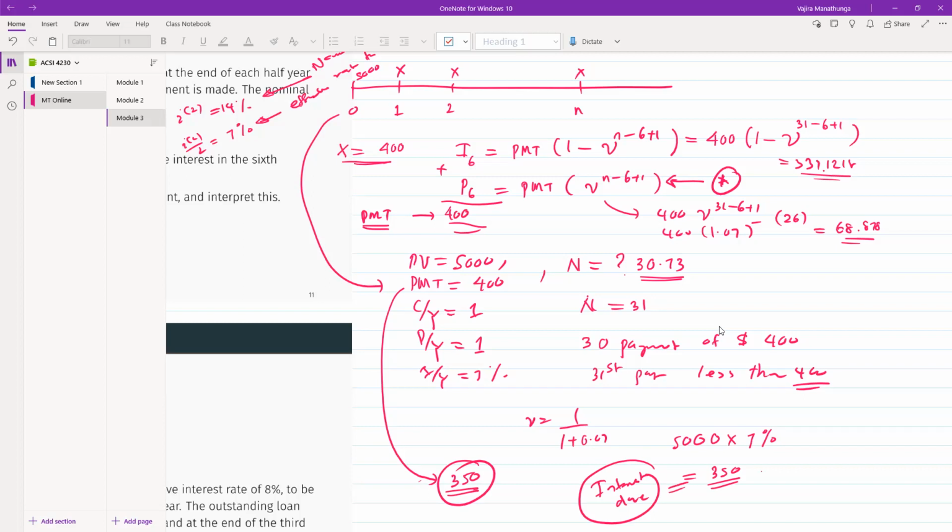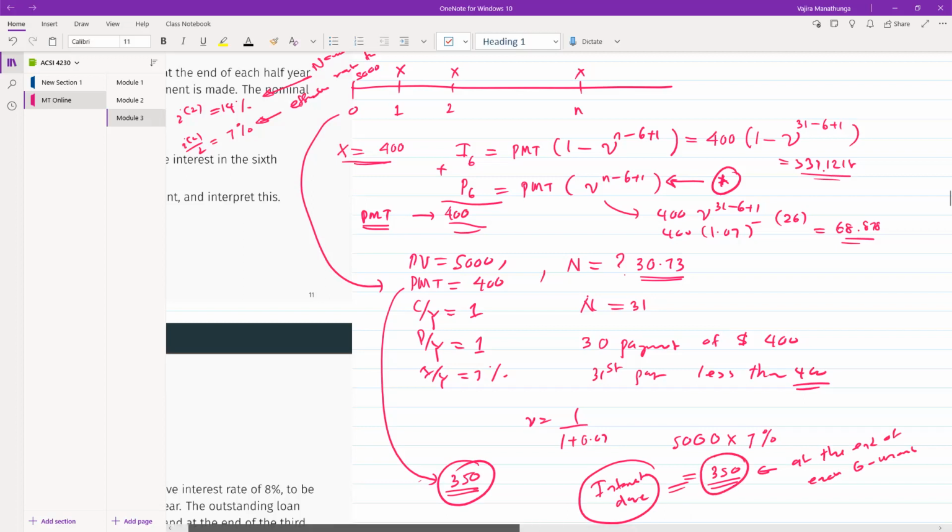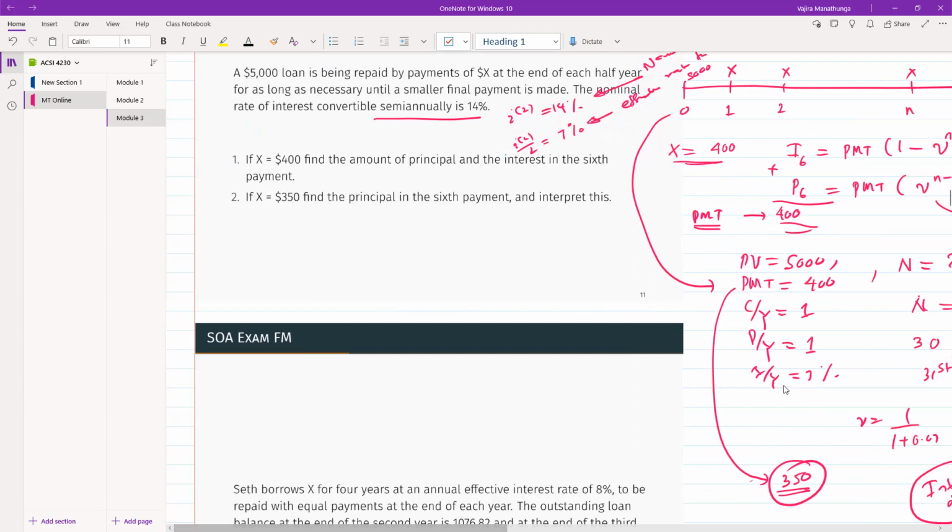At the end of each term, at the end of each 6 months, the interest due is 350, and you are making a payment of 350. So it's just to cover the interest due. So the principal in the sixth payment is 0. So interpret this: yes, you will never pay off the loan.